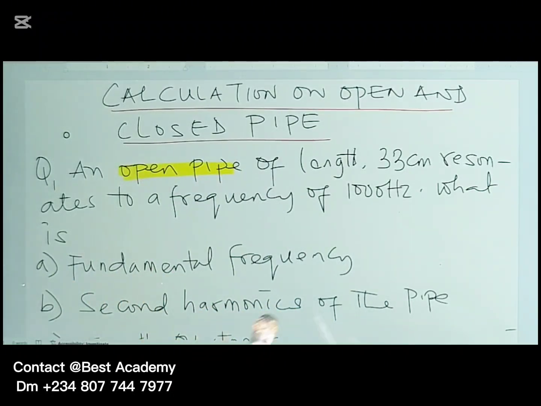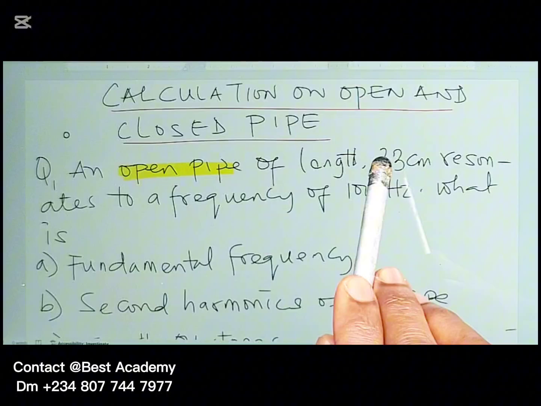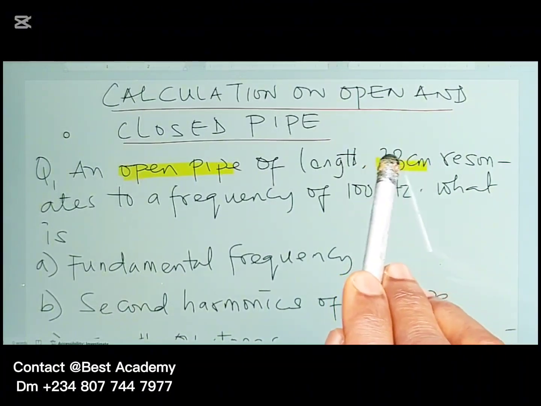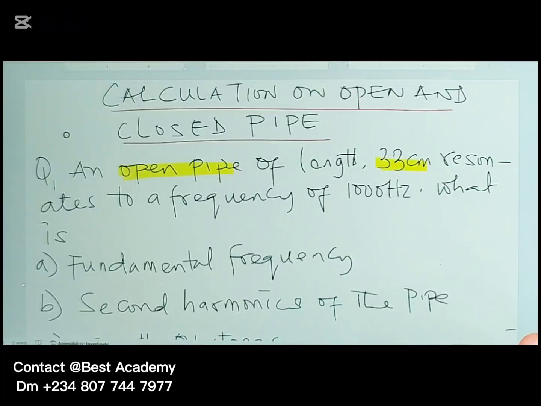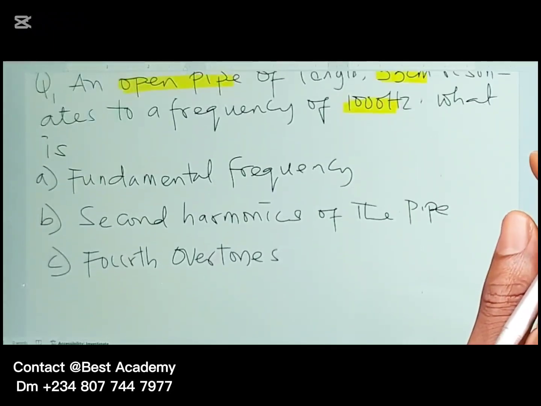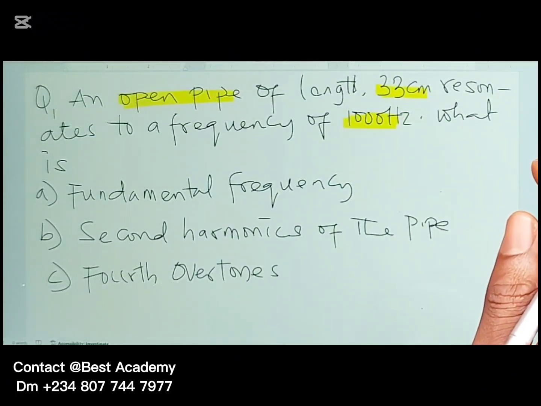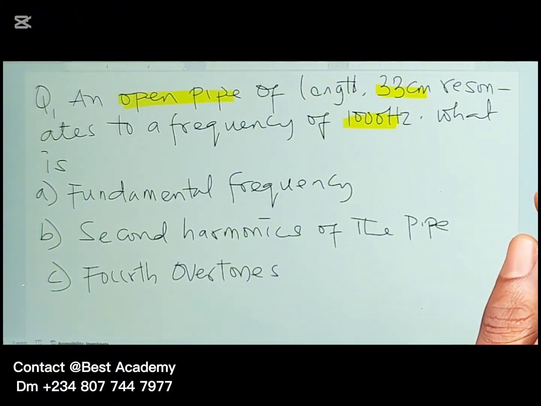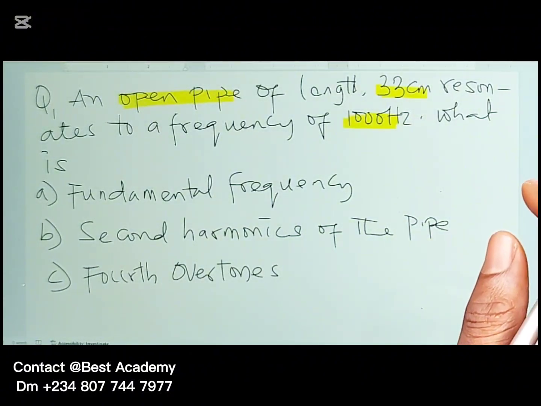of length 33 cm. The length of the open pipe is said to be 33 cm. Alright. Resonates to a frequency of 1000 Hz. What is the question here, class? What is the fundamental frequency, the second harmonics of the pipe, and the first overtone?